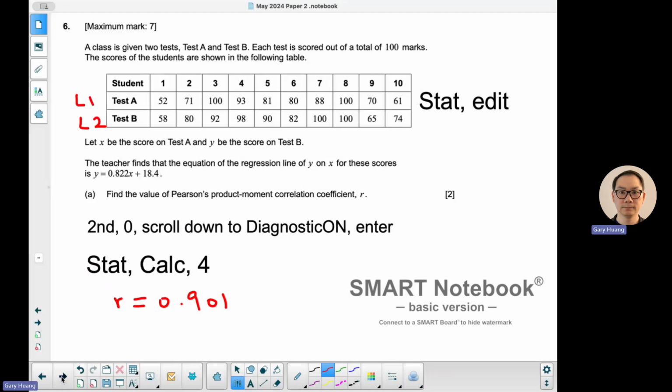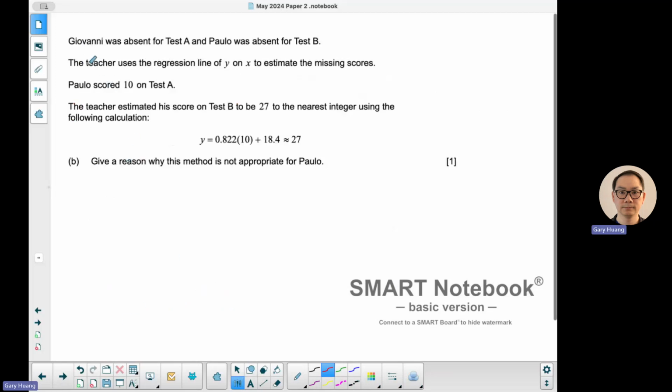Okay, part B of the question. Giovanni was absent for test A and Paolo was absent for test B. The teacher used the regression line of Y on X to estimate the missing scores. Paolo scored a 10 on test A. Using the line of best fit, the teacher estimated the score to be 27. Give a reason why this method is not appropriate.